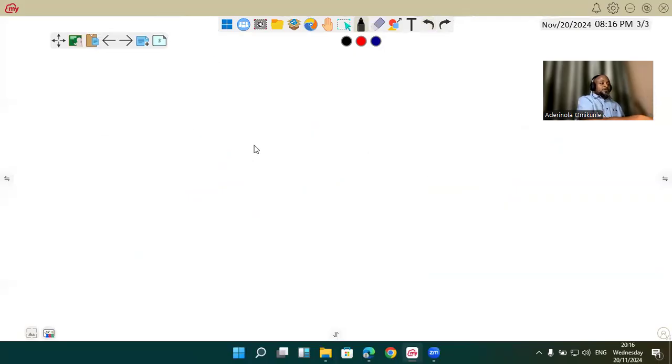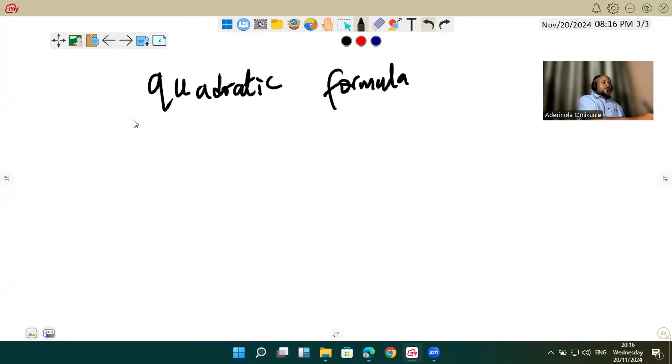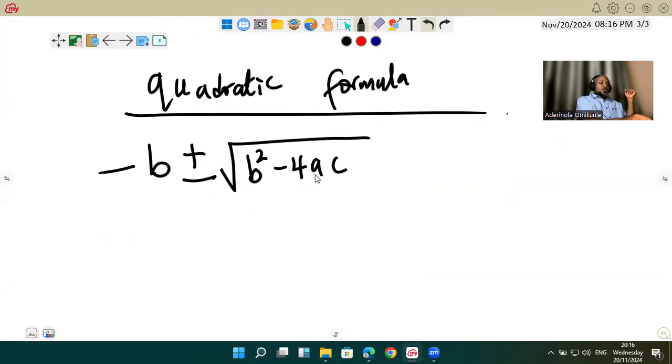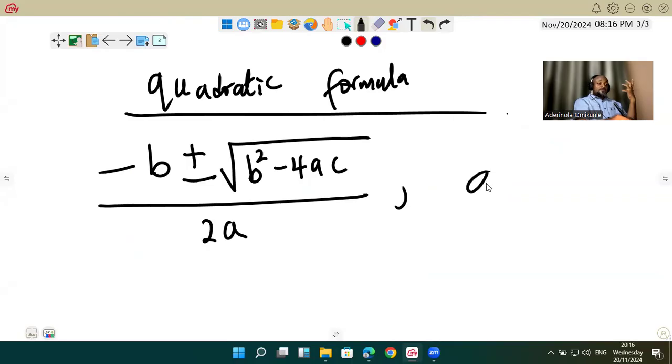Let me just open a new page. The quadratic formula is given by x equals minus b plus or minus the square root of b squared minus 4ac, all over 2a. And then the general form of a quadratic equation is this.